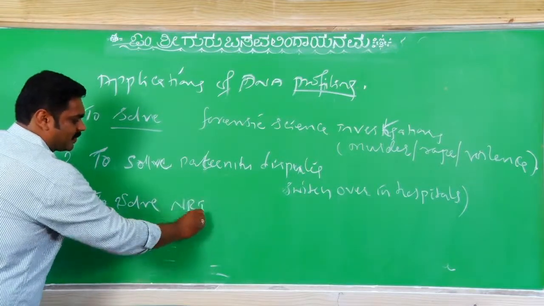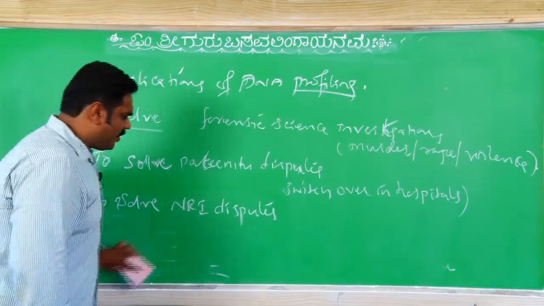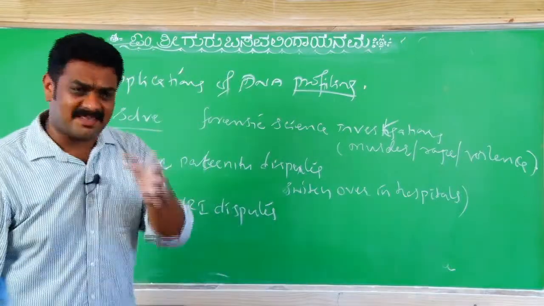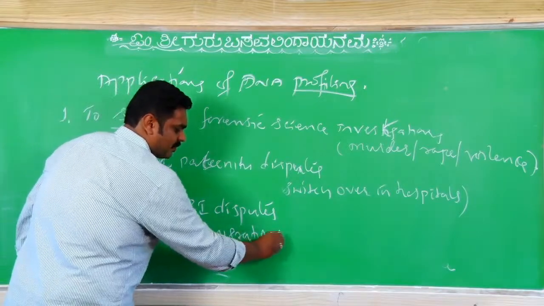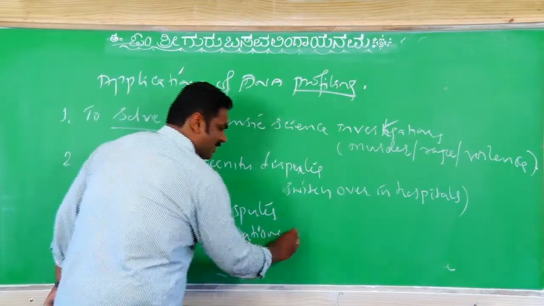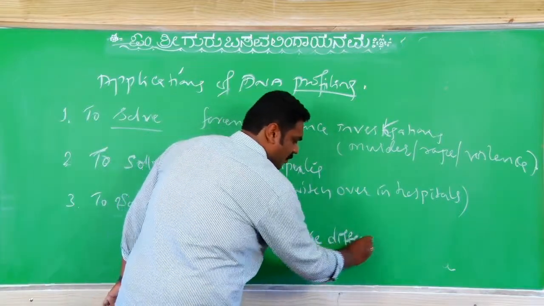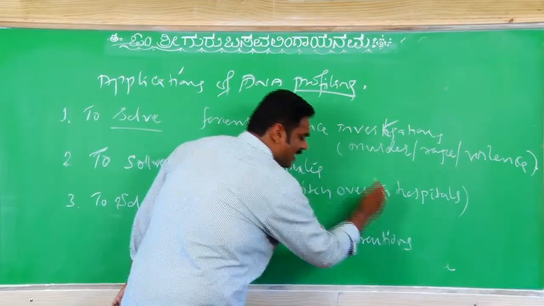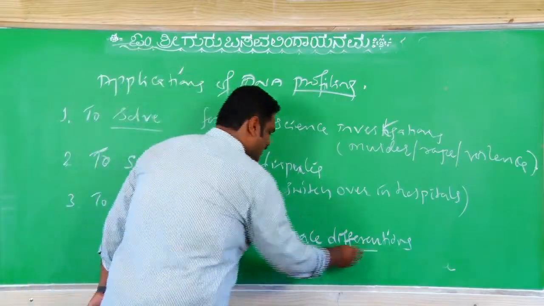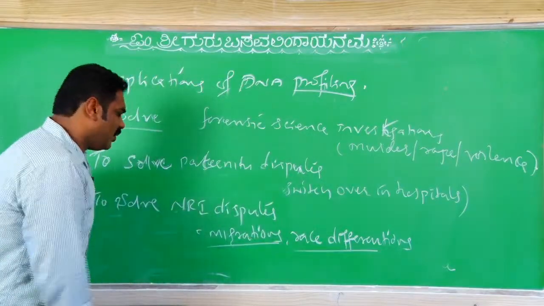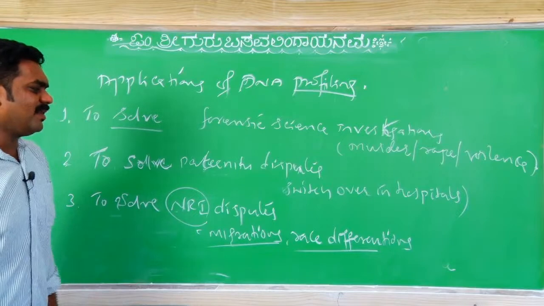To solve NRI disputes. Probably what you call NRI means non-resident Indians, right? The persons who have undergone migrations, right? So something called race differentiation. The persons who are migrating have differentiations in the race. Race differentiations are in those who undergo migrations. Totally those who are called NRI, whether they are of origin of India or out of origin, don't know, correct?